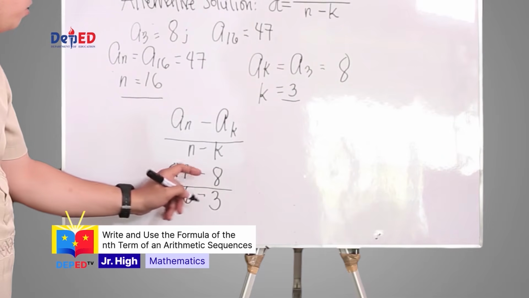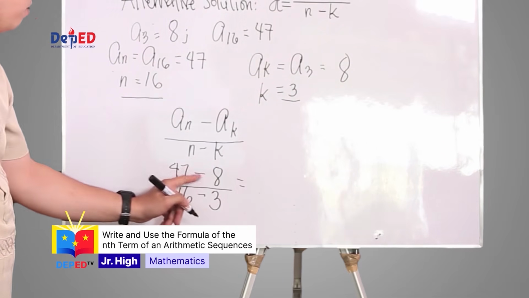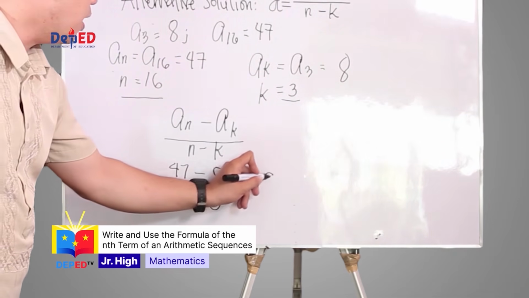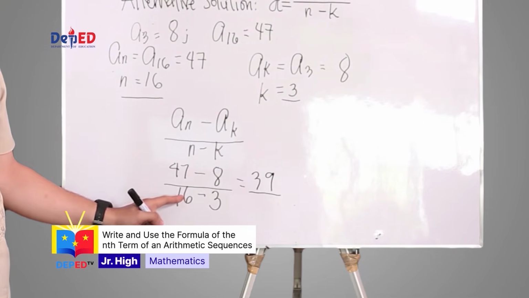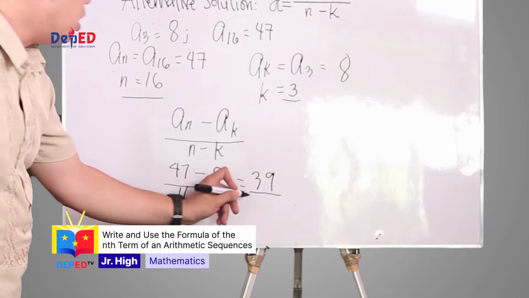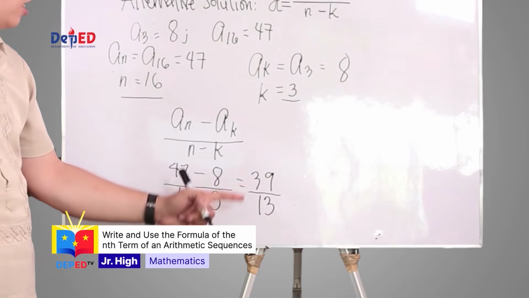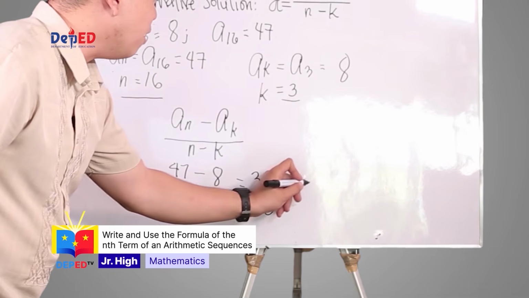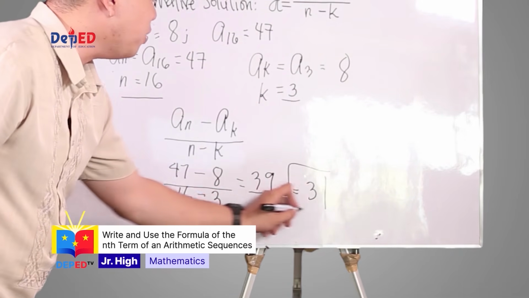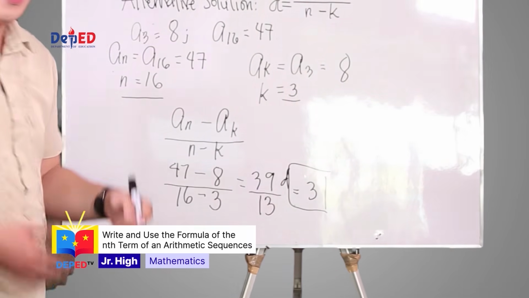Subtract these values, we can get 47 minus 8, that is 39. And 16 minus 3 is equal to 13. Then, divide 39 by 13, we will have 3. So the difference is still 3.